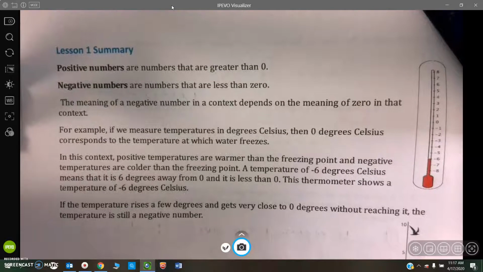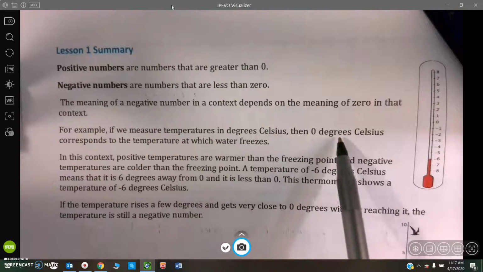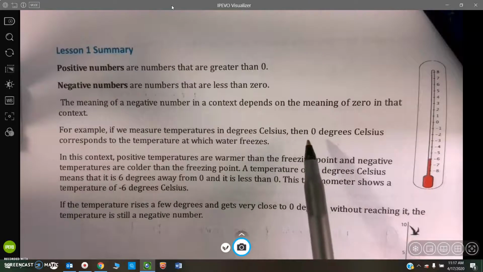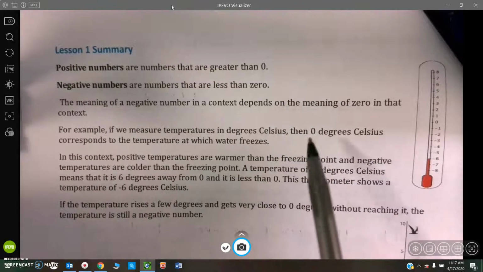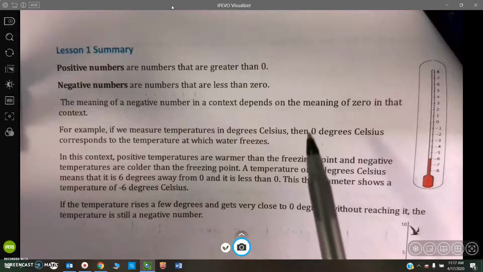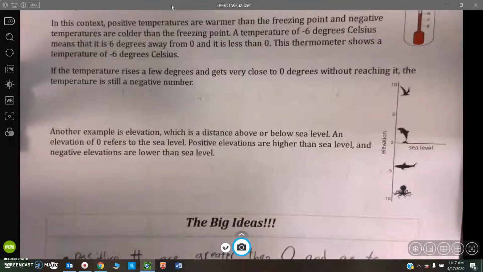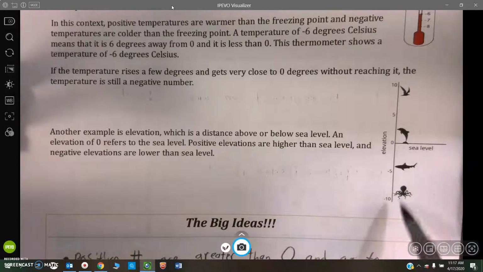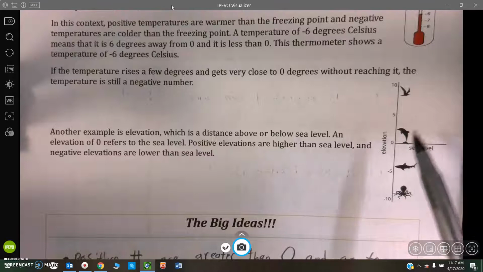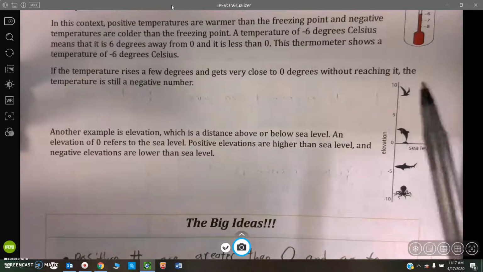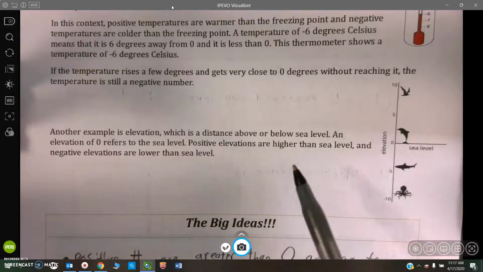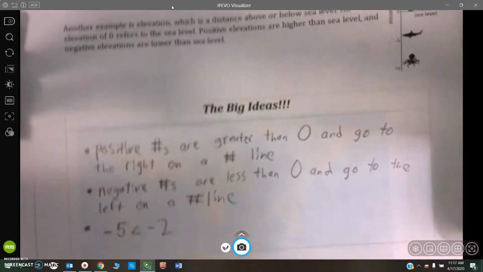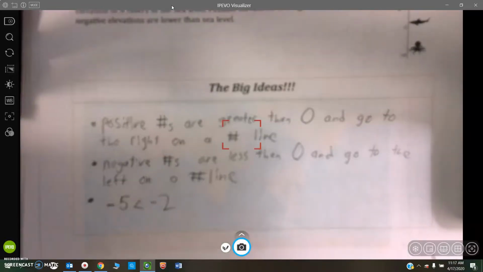So when we talk about temperature, then 0 degrees Celsius, the freezing point of water, is what 0 means. And anything that's negative is degrees less than the freezing point. If we talk about elevation, 0 is sea level, and negative numbers are the points below. And positive numbers are mountains, or meters or feet above. Okay, so make sure to read this over a little bit closely. Here are your big ideas. Make sure to pause the video now and get those copied down.